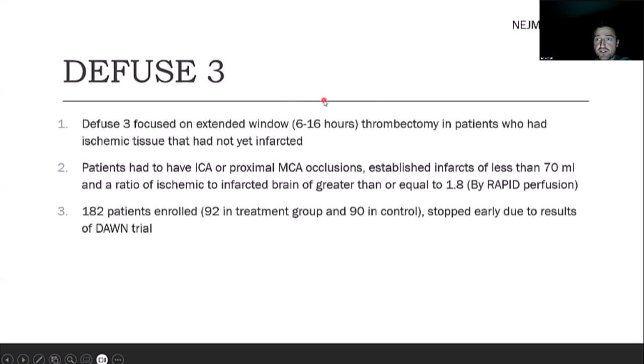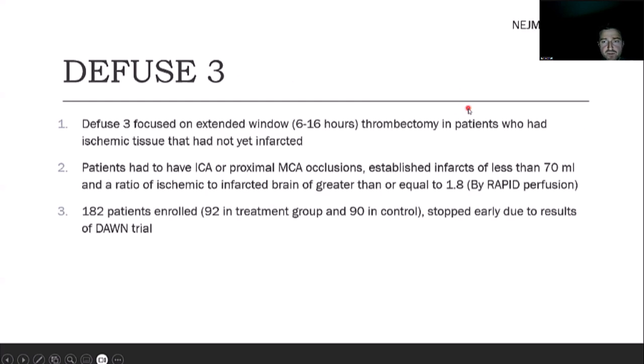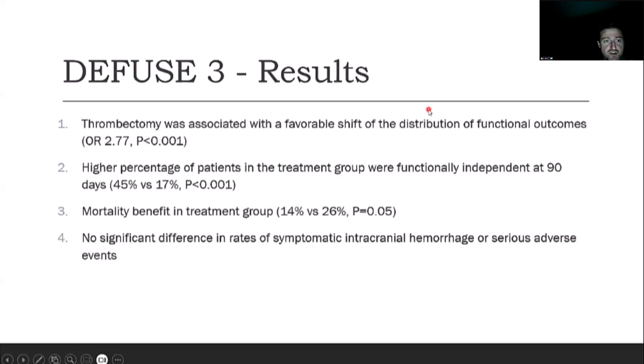And DEFUSE 3 also came out in early 2018. They focused on the extended window from 6 to 16 hours who had ischemic tissue that had not yet infarcted. Again, perfusion imaging was necessary. Patients had to have ICA or proximal MCA occlusions with established infarcts of less than 70 cc's and a ratio of ischemic to infarcted brain of greater than 1.8. They enrolled 182 patients with 92 in the treatment arm. They were stopped early due to the results of the DAWN trial.